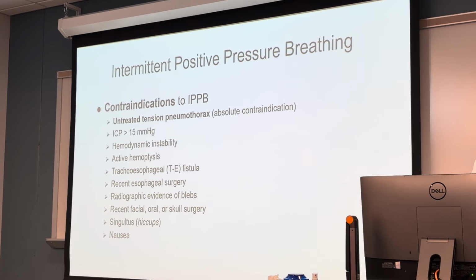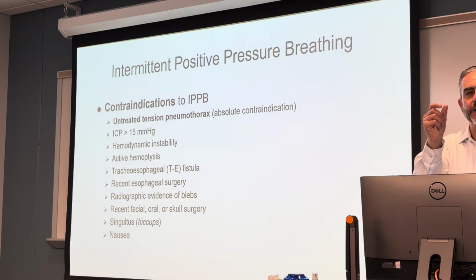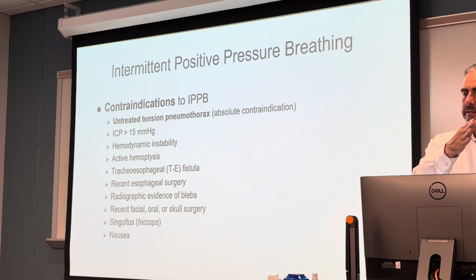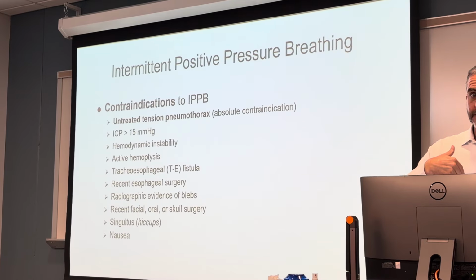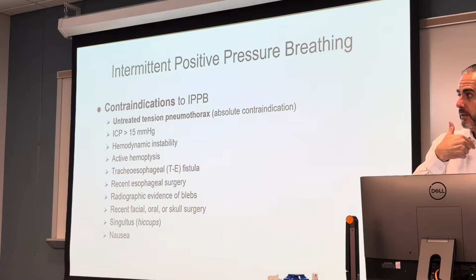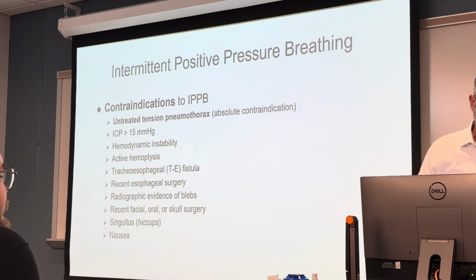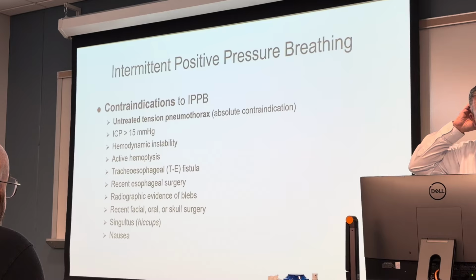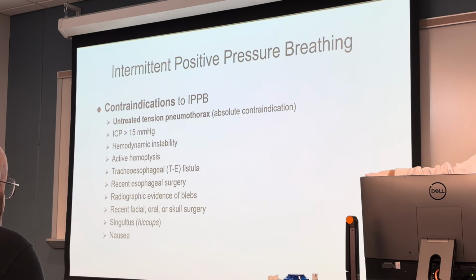A tracheoesophageal fistula, TE fistula for short. What a fistula is just a hole or opening or communication between two different areas. So if there's a hole between the trachea and the esophagus, and you're putting this down the trachea, it can go across the esophagus. Recent esophageal surgery, X-ray or radiographic evidence of blebs.